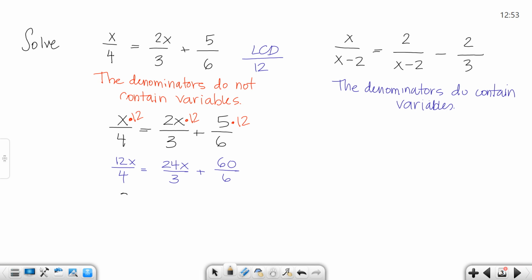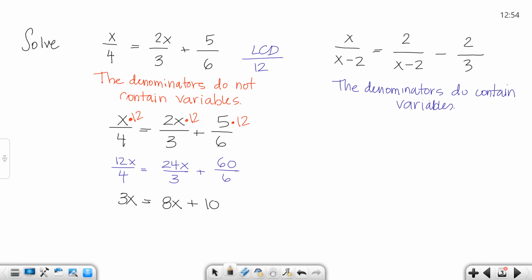Well, 12 over 4 is just 3x. And 24 over 3 is just 8x. And 60 over 6 is just 10. And so now we no longer have fractions, and now it's really easy to work.